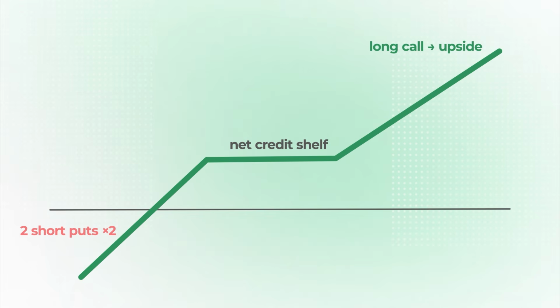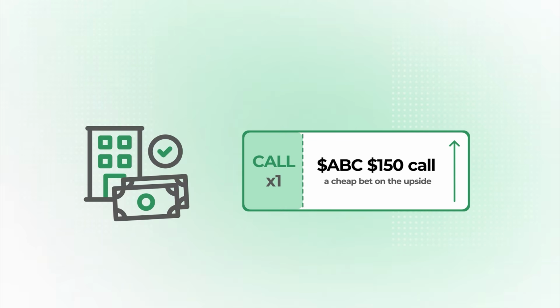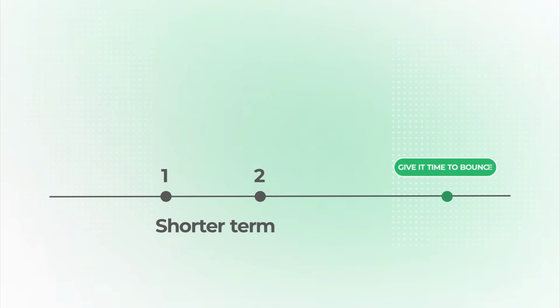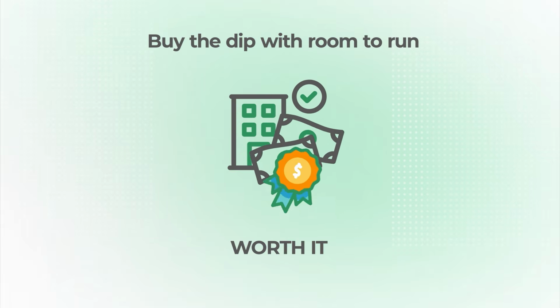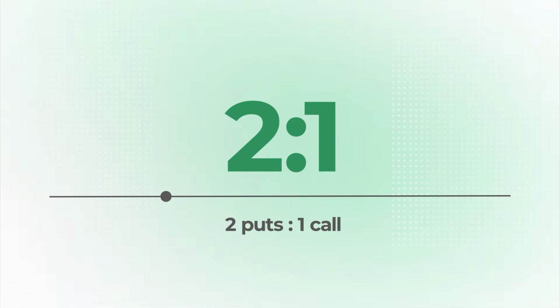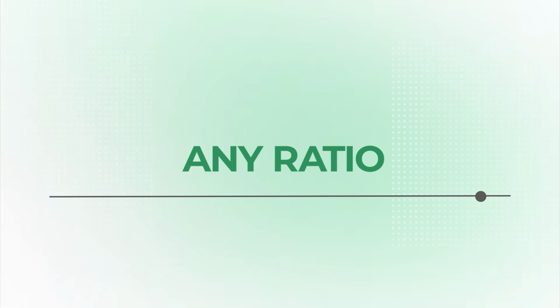If the stock climbs, that call gains. If it just sits there, you keep the premium. And because there's a real business underneath, and you're holding the call for the upside, this one is generally very nice to do on a longer time horizon, while the first 2 scans are probably more short-term oriented. Honestly, it's a great structure for buying the dip on a name with real value, a company that's actually worth something. And the 2-to-1 ratio is just an example. You can actually do it with 3 puts and 2 calls, or play with any ratio to fit your conviction.